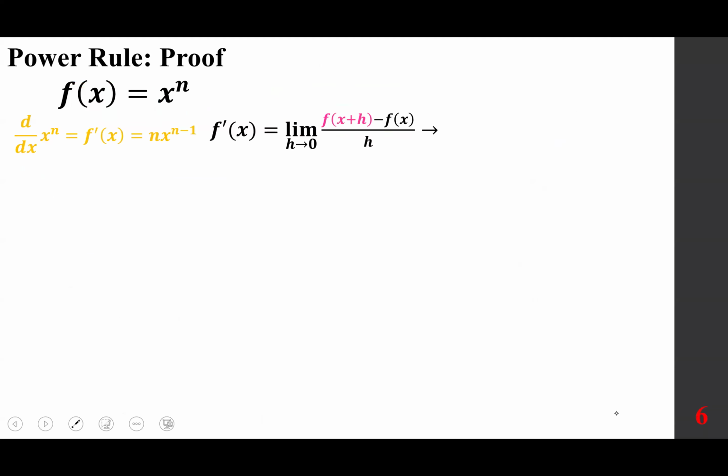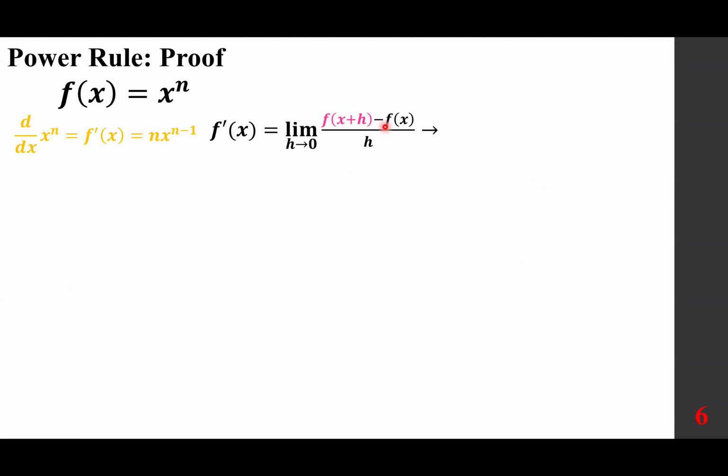We are going to start with the proof for the power rule. f of x is x to the power of n. Its derivative is n x to the power of n minus 1. And the proof always follows the definition. So you don't have to worry about this proof, but if you can follow, you're in good shape.